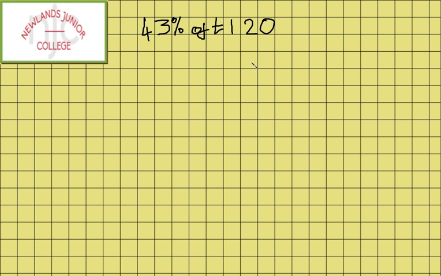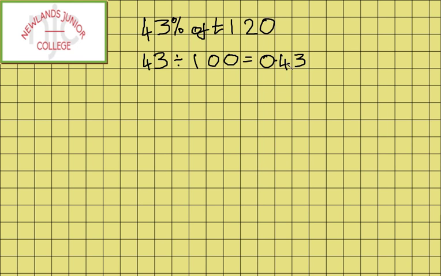Our first method then. Well, our first method, we want to change 43% to a decimal. So to do this, we take 43 and we divide by 100. Use your calculator to do this and you'll get the answer 0.43.